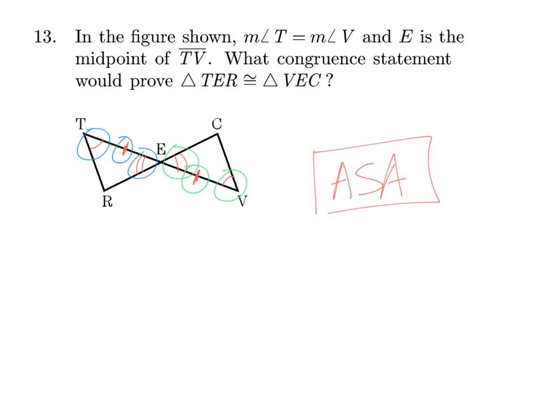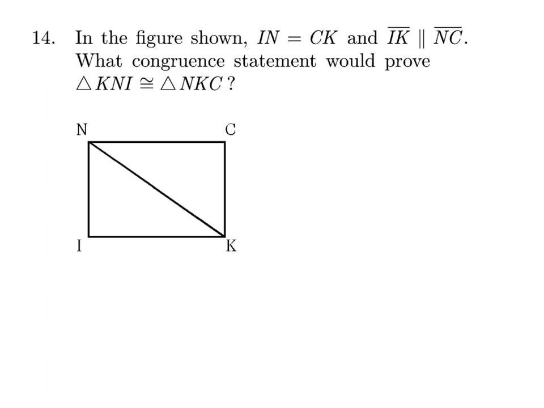Next one. All right, in the figure shown, IN is equal or congruent to CK, and IK is parallel to NC. What congruent statement would prove that these triangles are congruent? Well, since the lines are parallel, I know these are alternate interior angles, and they are congruent.